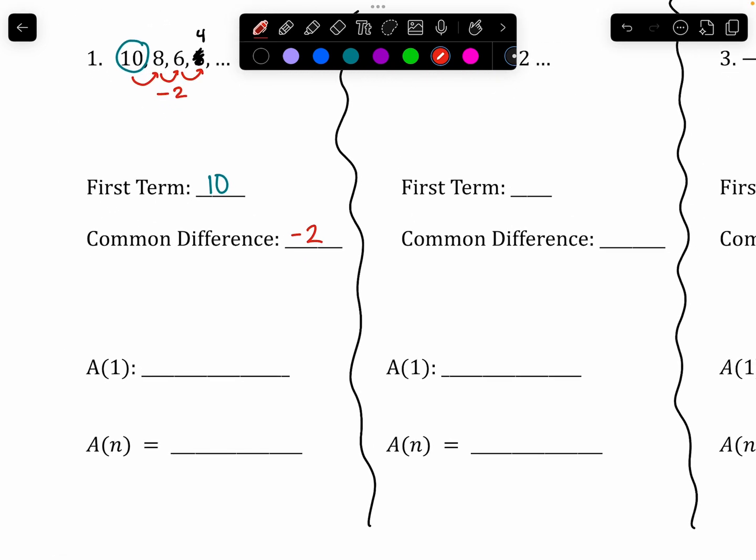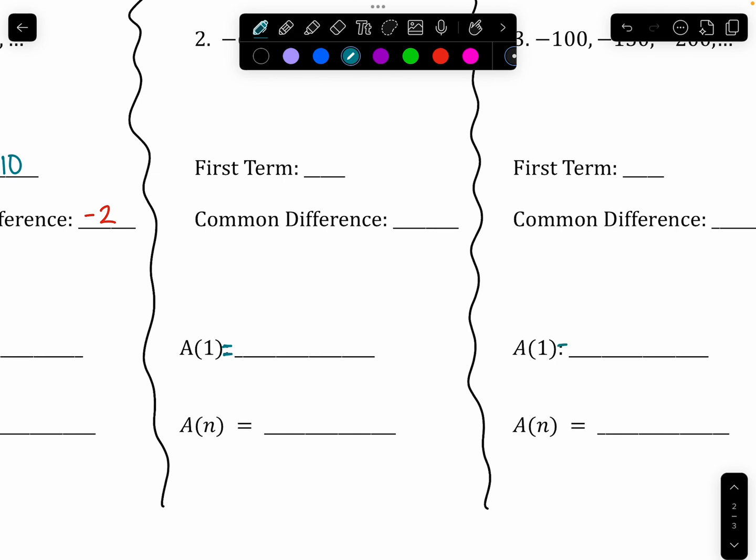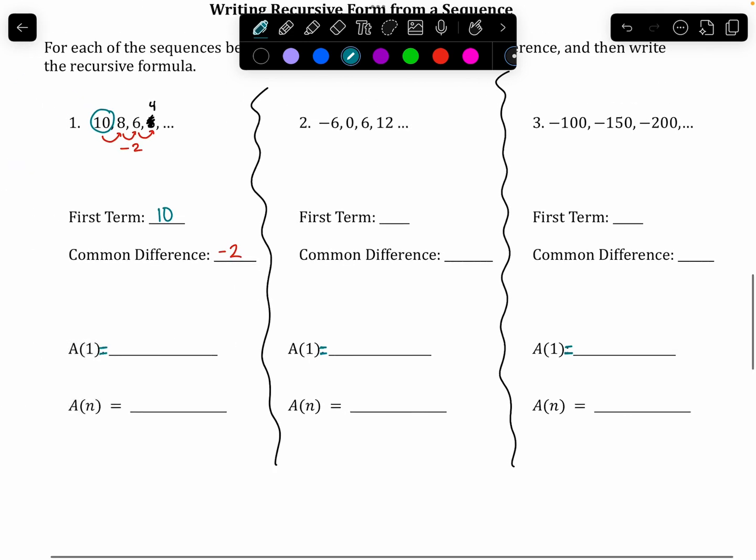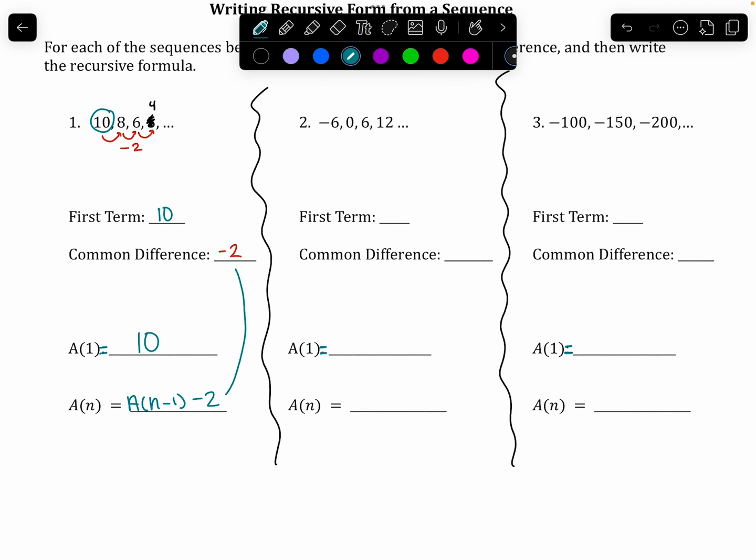So the way that I would write that in my recursive formula is I take whatever A of 1 is. Oh, I did it again. It's got to be equal signs. Man, I'm sorry, y'all. I really struggled making these notes. Okay, so A of 1 is supposed to be 10, and then A of n is going to be A of n minus 1, and then I bring down whatever my common difference was, which was -2. So this goes here, and this goes there. And I'm done.